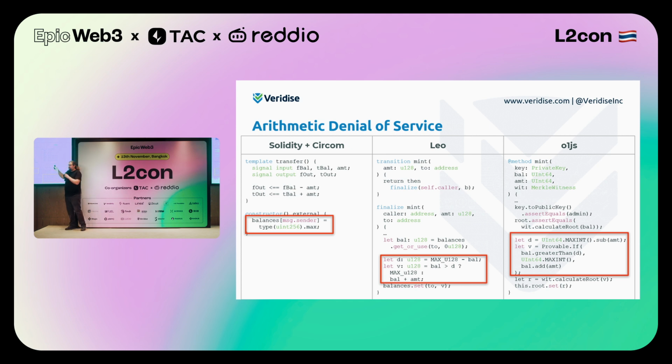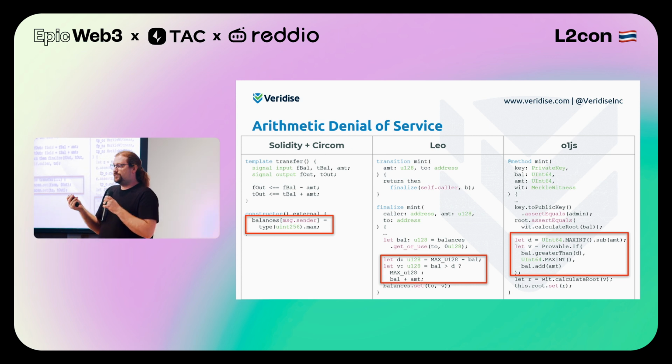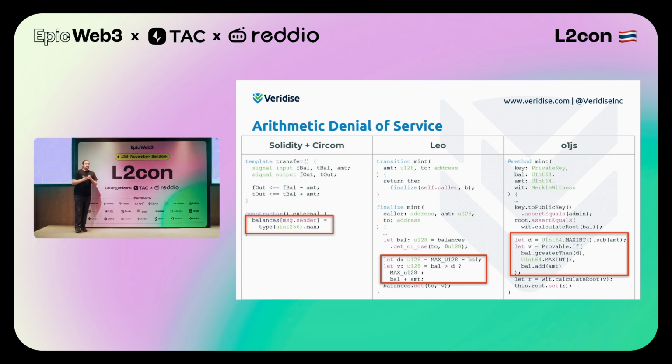So if we look at Leo, Leo doesn't allow state to be accessed inside of the transition function because, like I said, it's purely ZK. And so it has to be accessed in the finalize function. So again, you have to validate state there. And when it's missing, again, it just means that someone can essentially create tokens for themselves.